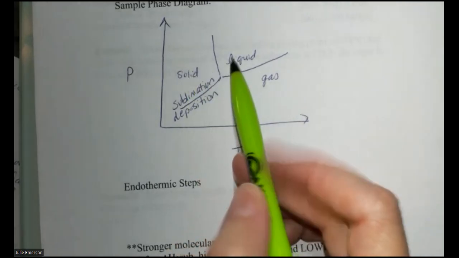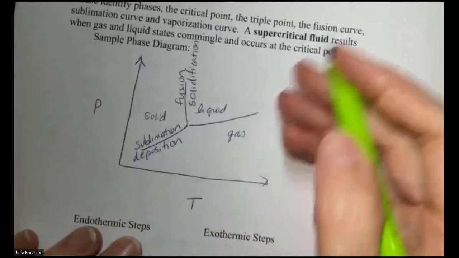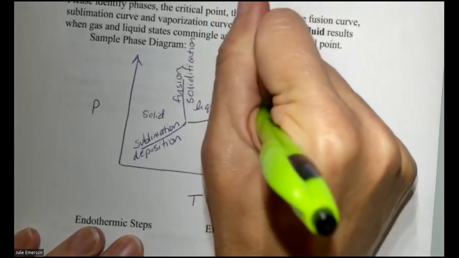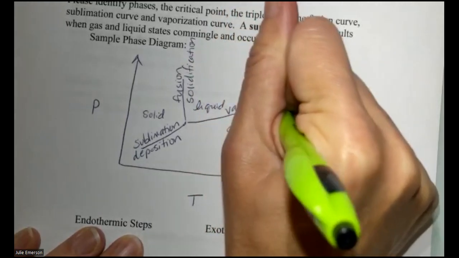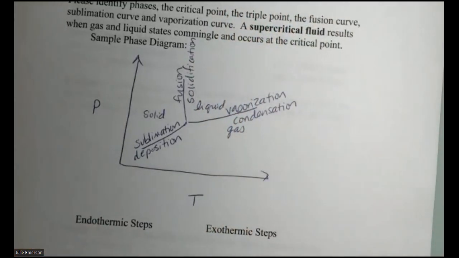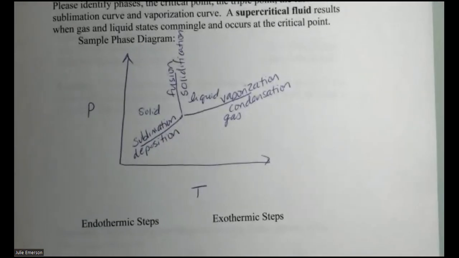The solid to the liquid, let me flip this sideways, that was called melting, but the fancy word for that is fusion. And then to go from liquid to solid, that would be freezing, but the fancy word for that is solidification. I don't personally love the fancy words. I would just call it freezing and melting, but whatever. Liquid to gas, we're talking about vaporization. And gas to liquid, we're talking about condensation. Those are the 6 phase changes that we've learned the names for.